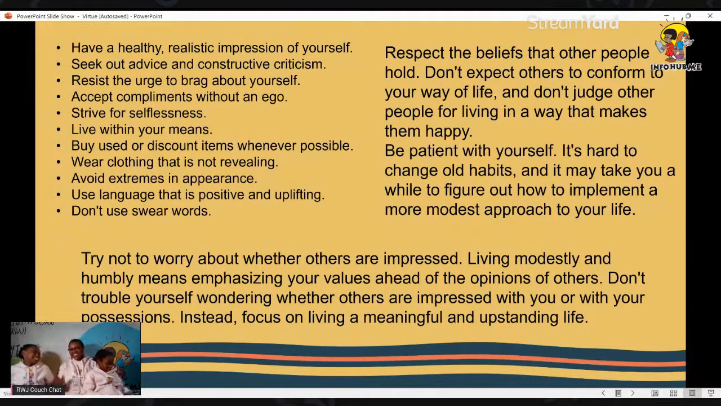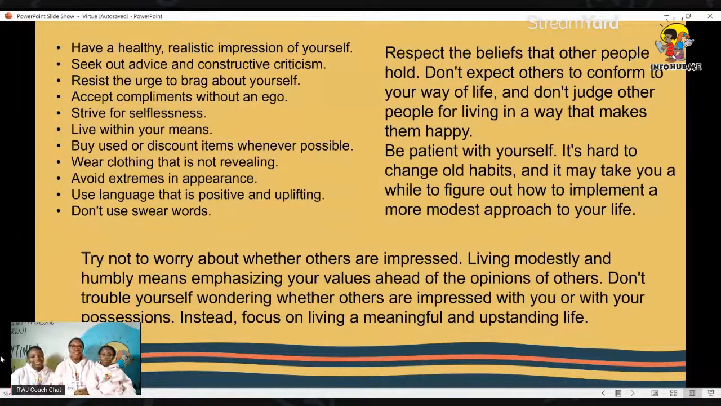So respect other people. Don't try to get them to conform to the way you think. Respect their way of life. Don't judge other people, because what makes them happy is not necessarily what makes you happy. Okay? All right. So, Little Jerry, the next one.